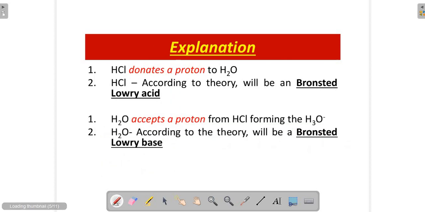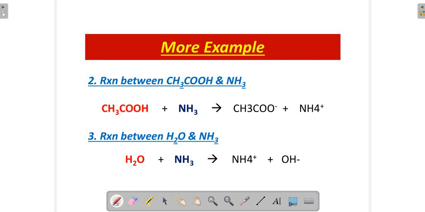Let's see another example. The reaction between CH3COOH and NH3. In this case, acetic acid is donating the proton to the NH3 and forming a conjugate base and a conjugate acid. Acetic acid works as an acid because it is donating the proton to NH3, and NH3 acts as a base because NH3 is accepting the proton. In the next reaction you can see there is a reaction between water and NH3. In this case, water is donating the proton and NH3 is accepting the proton. So water will act as an acid while NH3 will act as a base.